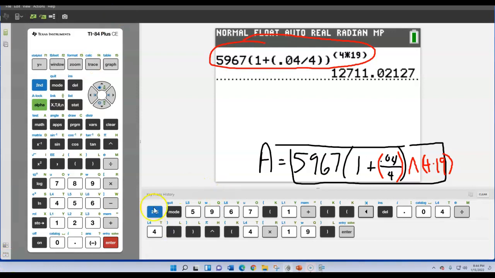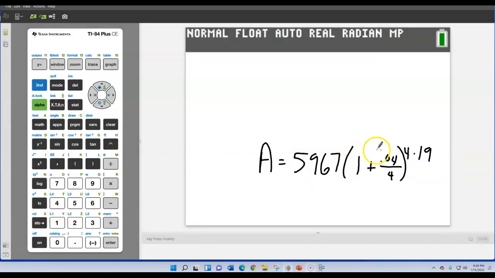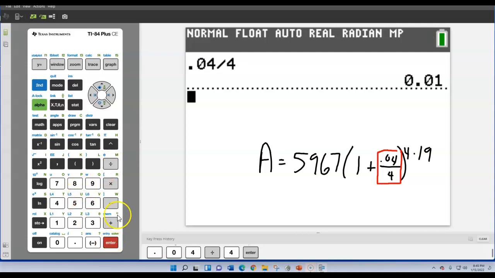And if you do have a calculator that does this, then you can skip through this next part because you don't need to see it. Okay, so if you're going to be doing this in pieces, the first thing you're going to want to do is this piece right here, 0.04 divided by 4. And it's 0.01.